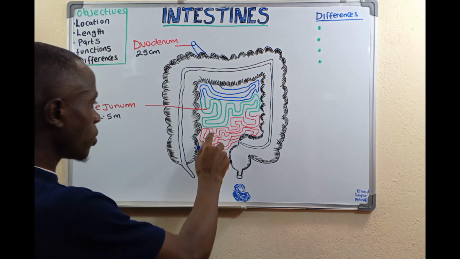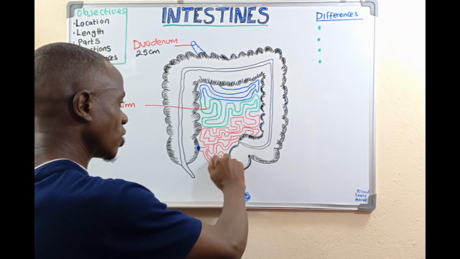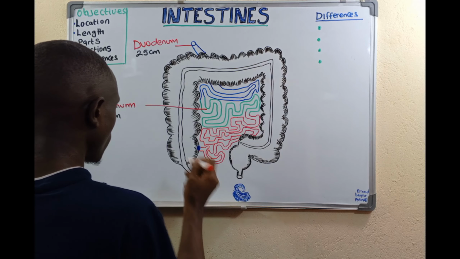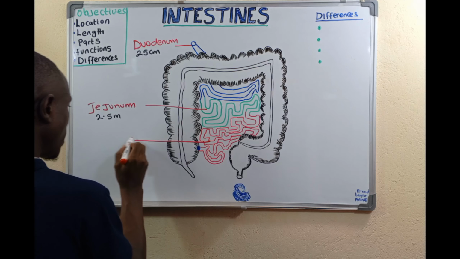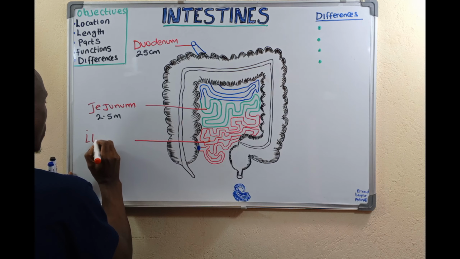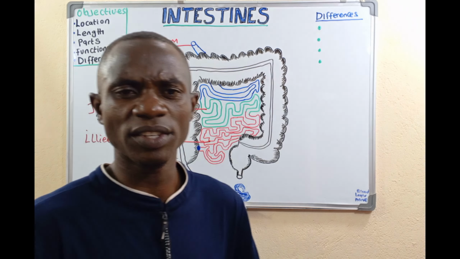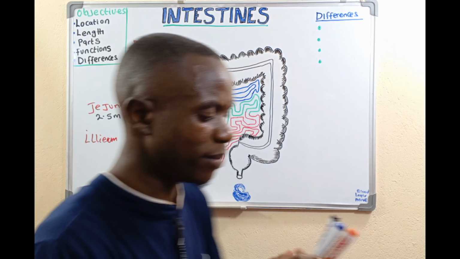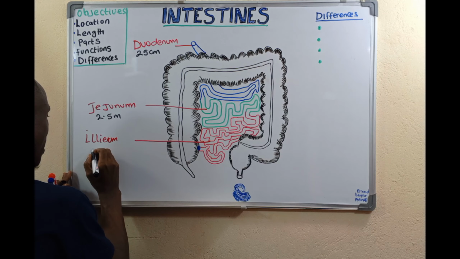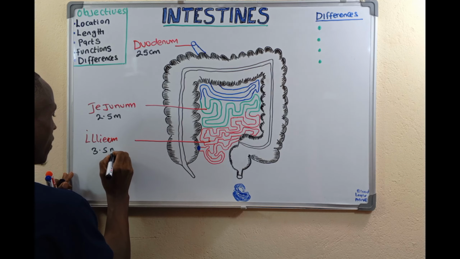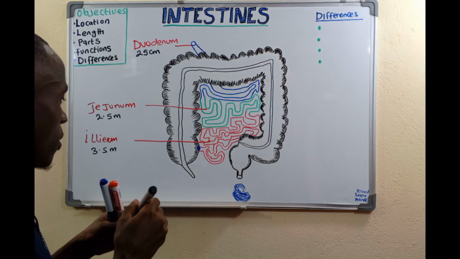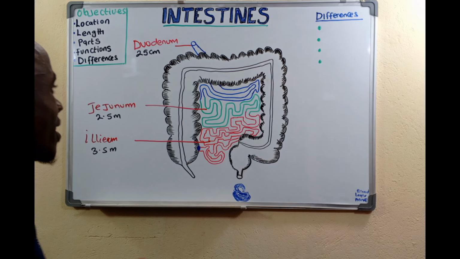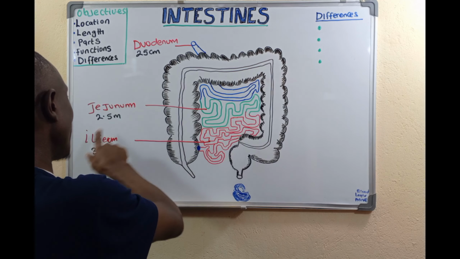Then we also have another portion of the small intestine, this one which is a bit red. You know how this one is called? This one is what we call the ileum, and the ileum is the longest portion of the small intestine. It is approximately 3.5 meters long. So generally, the small intestine has the duodenum, the jejunum, and then the ileum.